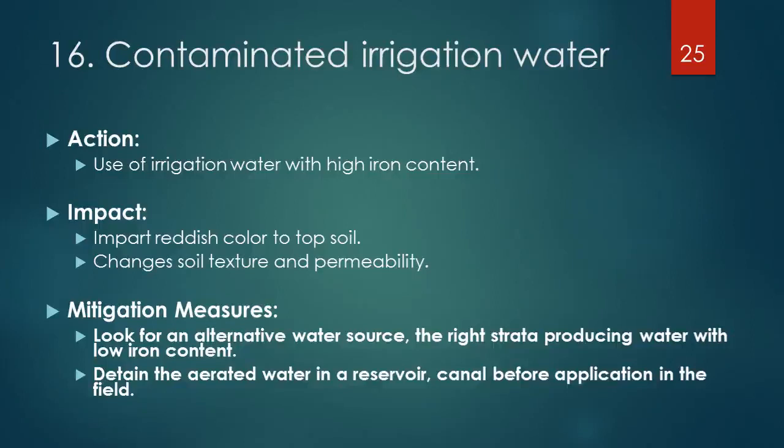Contaminated irrigation water. The action is use of irrigation water with high iron content, and the impact imparts a reddish color to topsoil and changes the soil texture and permeability. Mitigation measures include looking for an alternative water source, the right strata producing water with low iron content, and detaining the irrigation water in a reservoir or canal before application in the field.